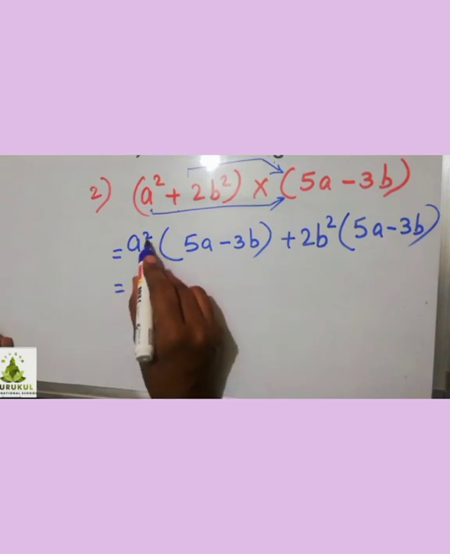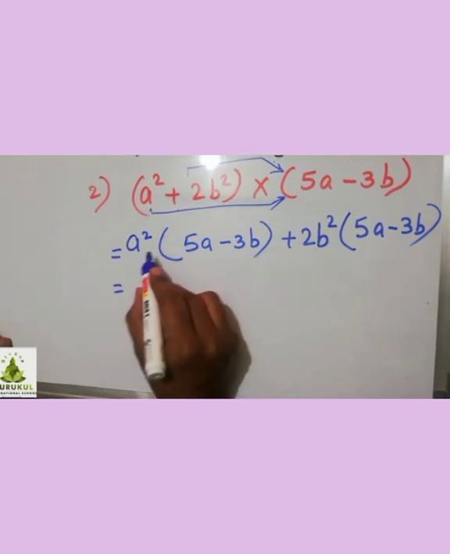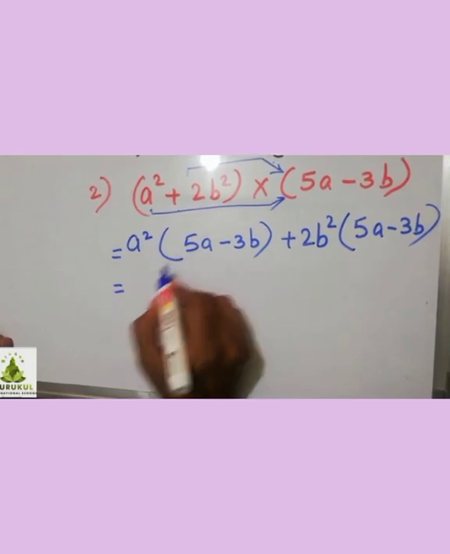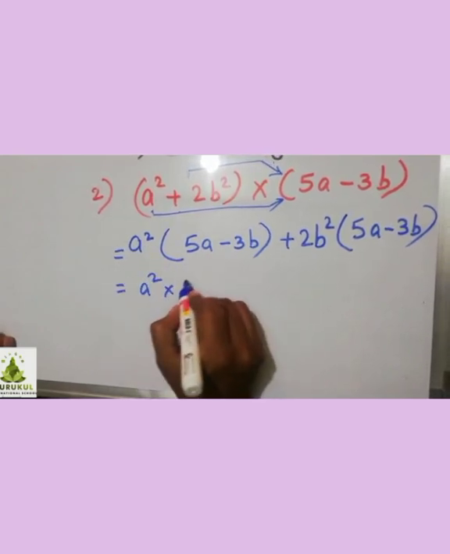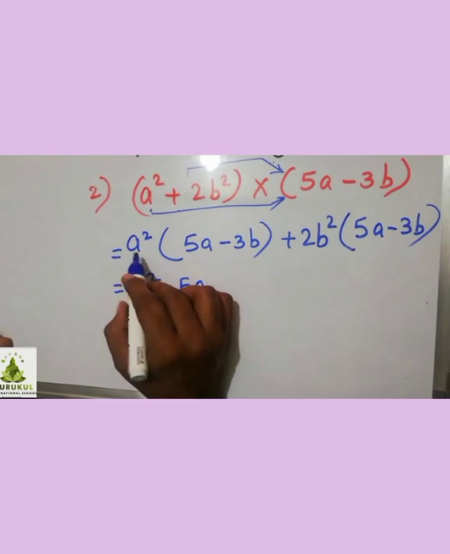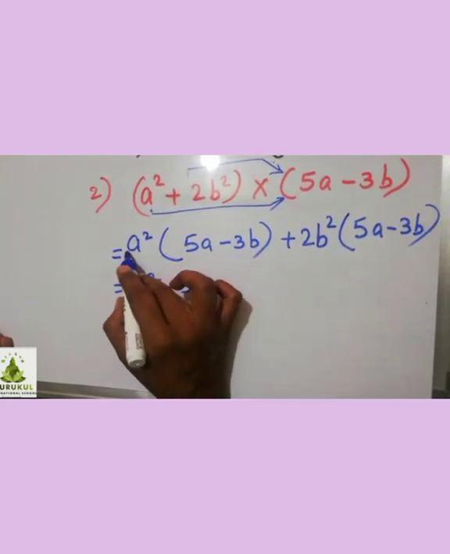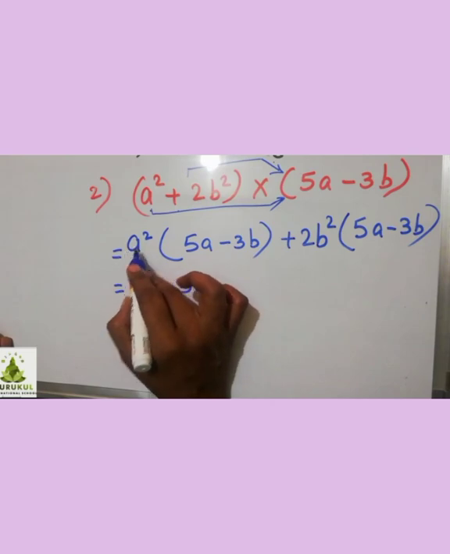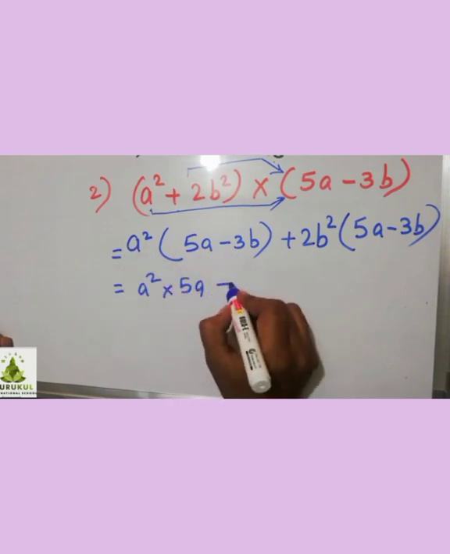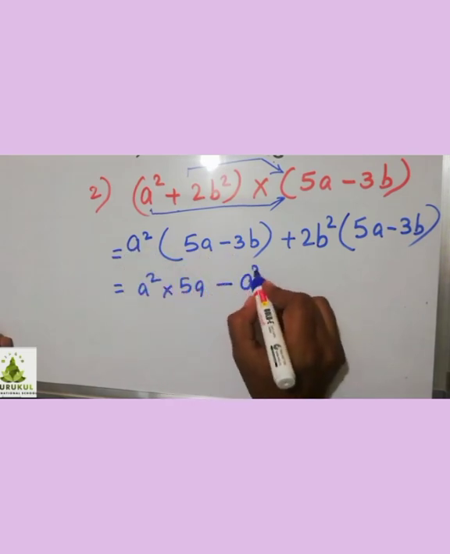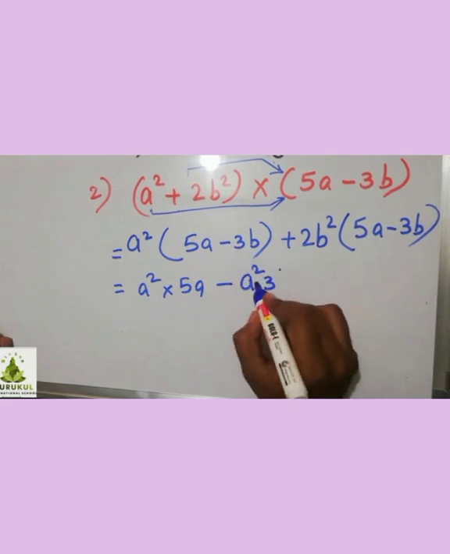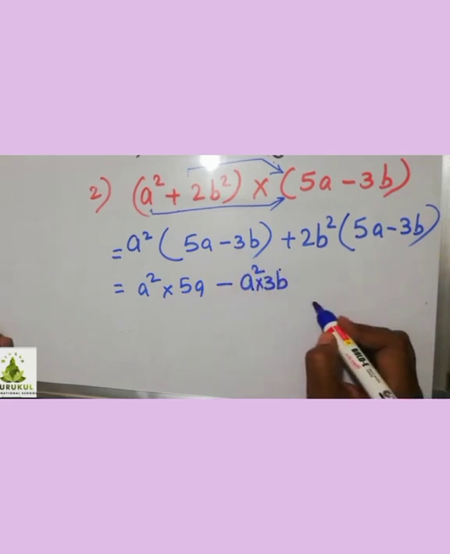Now multiply a square into the bracket, a square into 5a. Now you will multiply this with the first term, this with the second term. Now what is your plus sign? A square means plus a square. So plus into minus, minus. Is it clear? A square into the next term, a square into 3b.